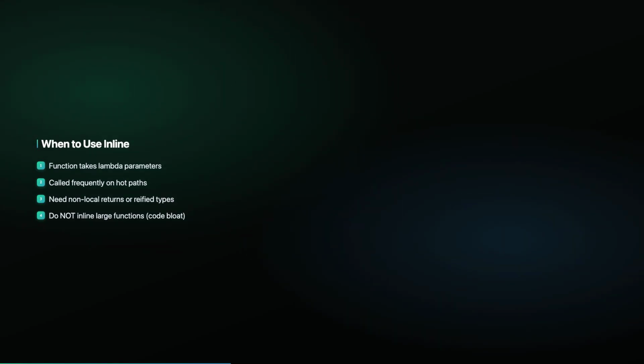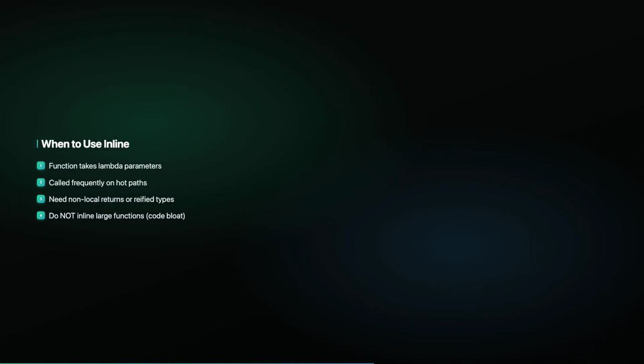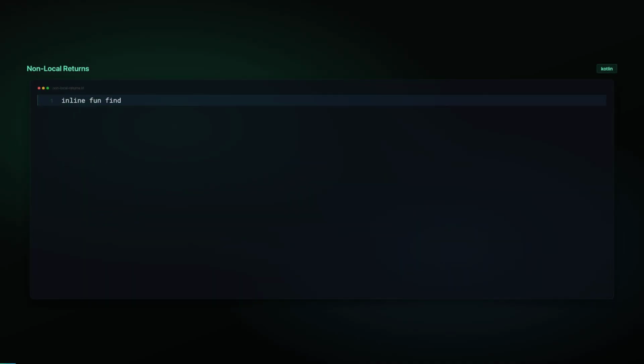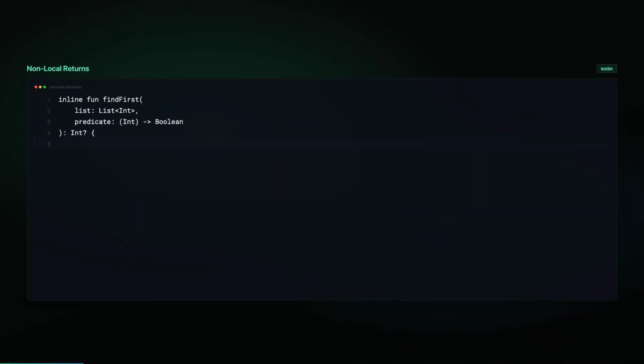Do not use inline when the function body is very large because every call site gets a copy. Do not use it when the function has no lambda parameters because there is no benefit. Keep inline functions small. Inline functions enable non-local returns.